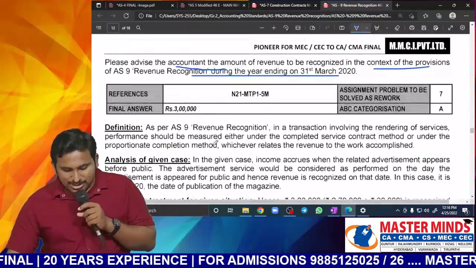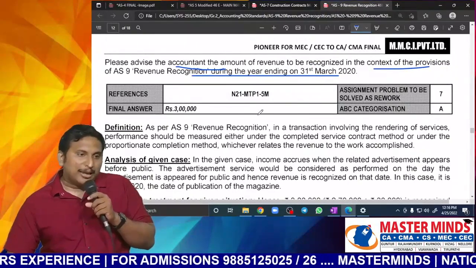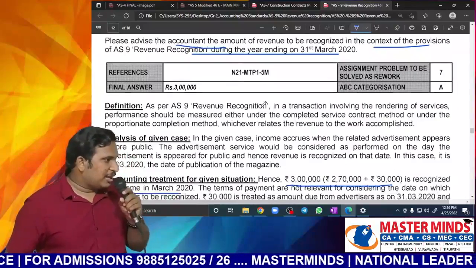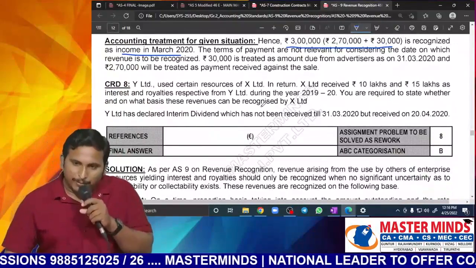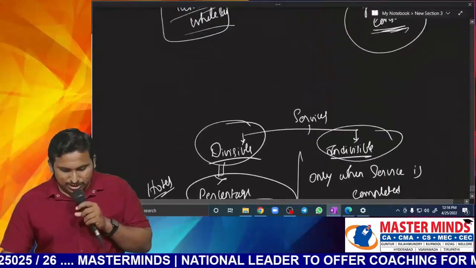Suppose in the same question they say the date of publication of the magazine is in April. Suppose it is shifted to April, then the entire revenue is to be recognized in April. It is simply based on when the ad is displayed before the public, the revenue will be recognized. Is that clear, sir? So this is services.